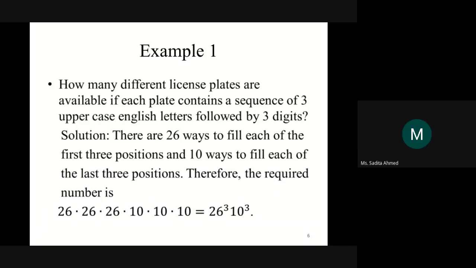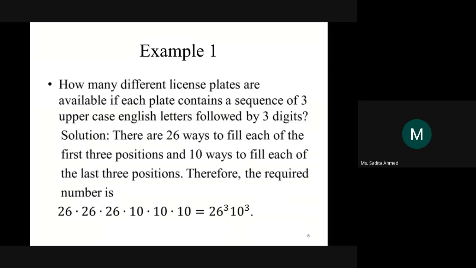Digit. We'll have a digit. And how many digits are there? From 0 to 9, 10. Exactly, 10. So you have 10 options to fill up the fourth position. Again, you have 10 options to fill up the fifth position, and same for the sixth.